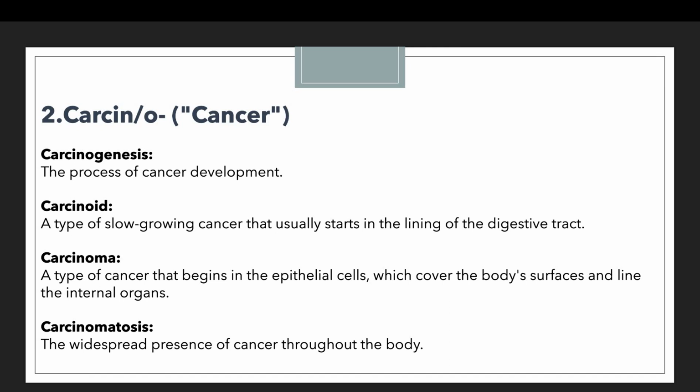And one thing that you will find common in all of these examples is cancer. Somewhere we are talking about the development of cancer, somewhere about slow growing cancer, then the cancer which is developed in the epithelial cells and throughout the body. So just to denote the information related to cancer, we are using the prefix carcino or carcin.